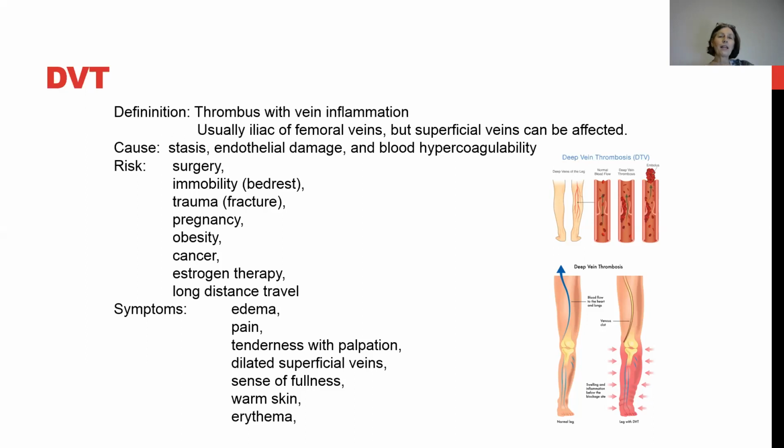Superficial veins may be dilated because blood flow is being routed around this clot. They'll feel like their leg is full and thick and heavy. They'll have warm skin on the affected leg, and the affected leg below the clot will be erythematous. They'll be red and swollen and painful.